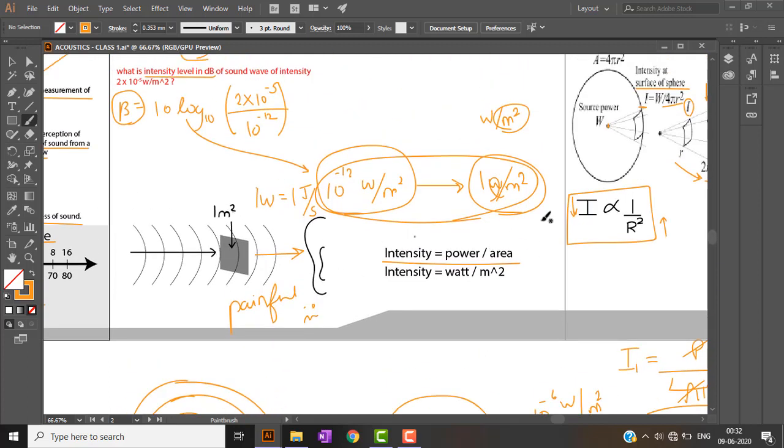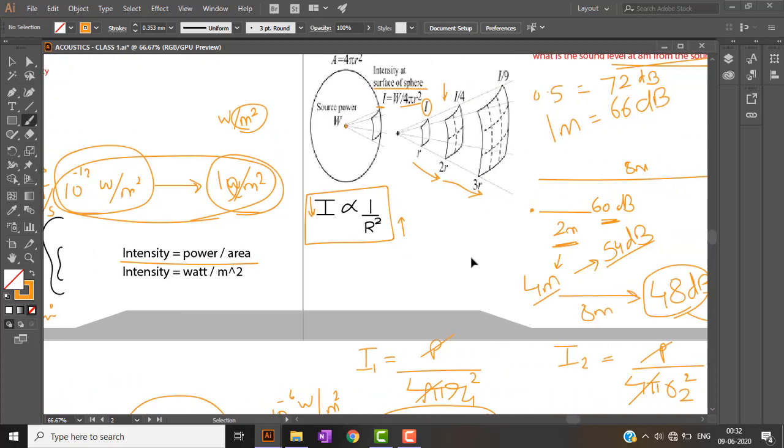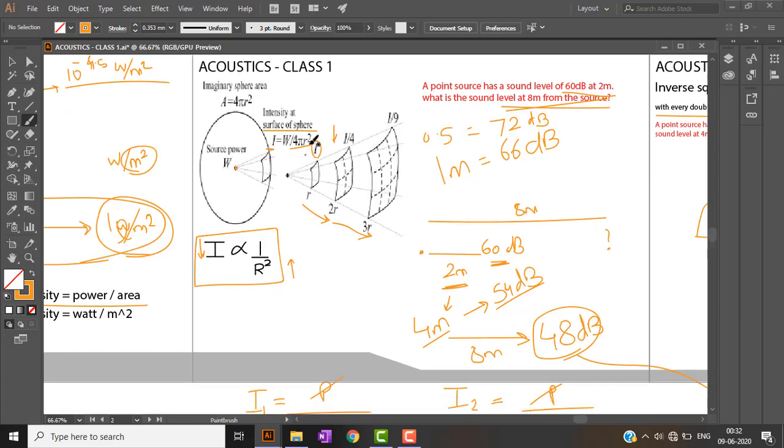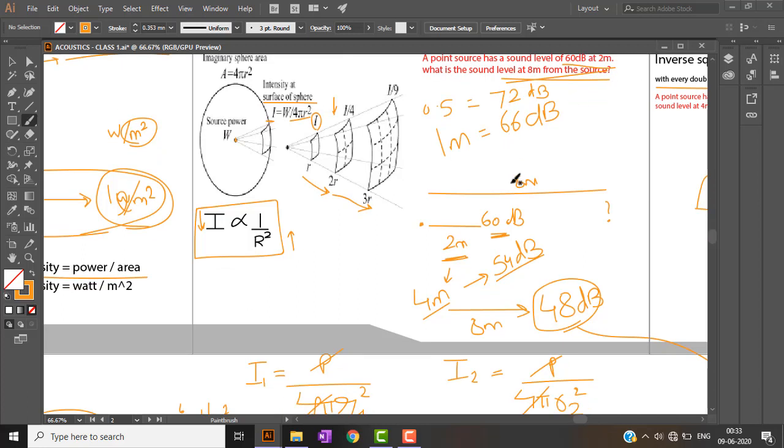So intensity is equal to power upon area, and this area is the surface area of the sphere. So I is inversely proportional to r square. As distance increases, radius increases, intensity decreases and vice versa. So we saw how to calculate at what distance, how much intensity level there will be.